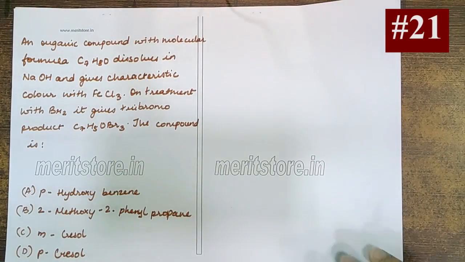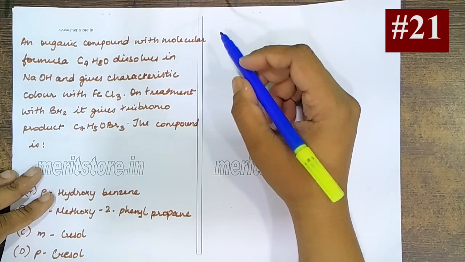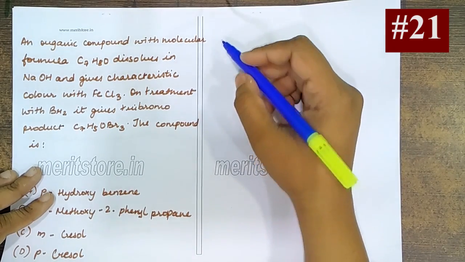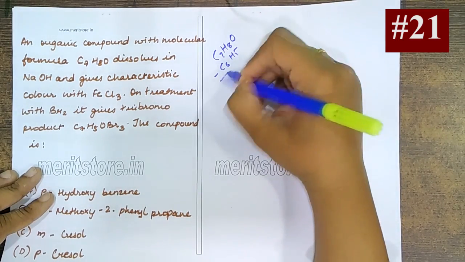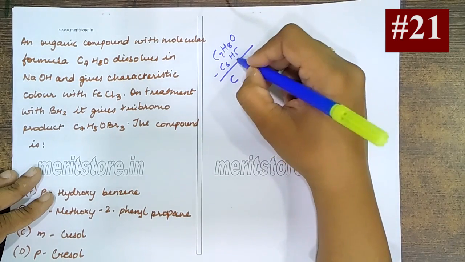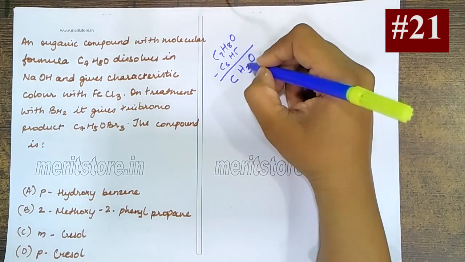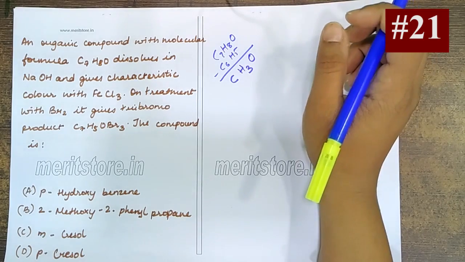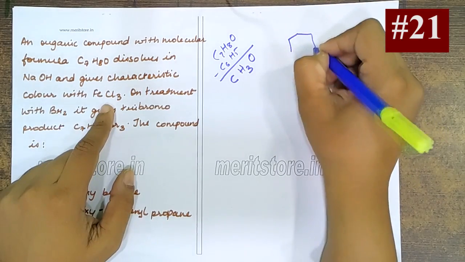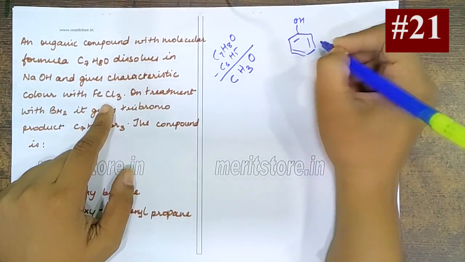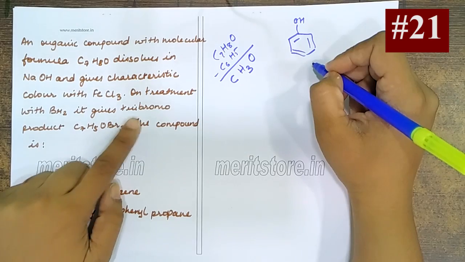Organic compound with the molecular formula C7H8O. This is an aromatic compound, so it will almost certainly have a C6H5 ring. C7H8O minus C6H5, so if I do this, I have one more carbon left, 3 hydrogens and O. So we are expecting a phenolic compound, which dissolves in NaOH. It's a confirmatory test, with a characteristic color with FeCl3. So definitely this is a phenol having CH3, but we don't know exactly the location of CH3 over here. But on treatment with Br2, it gives tribromo products.